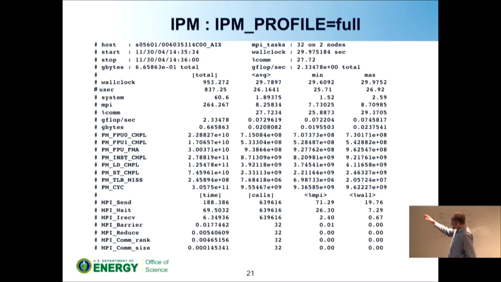A more detailed report can be generated that has more numbers on time spent in system time, the whole array of hardware performance counters that are available, and then at the end, an inventory of which MPI calls time was spent in.